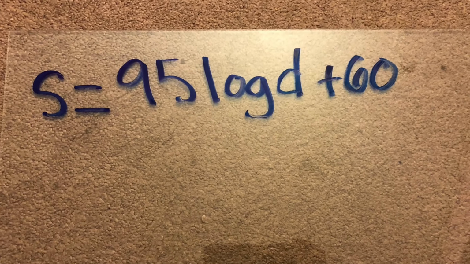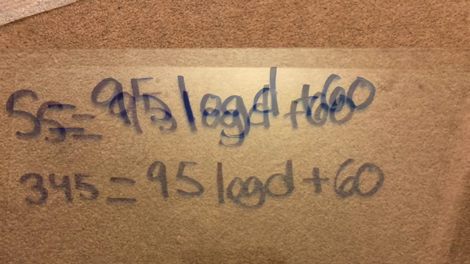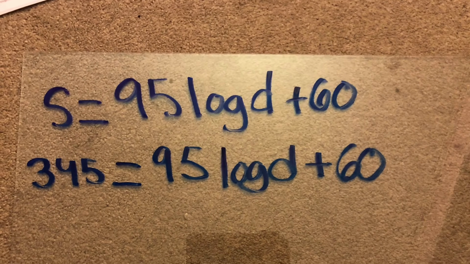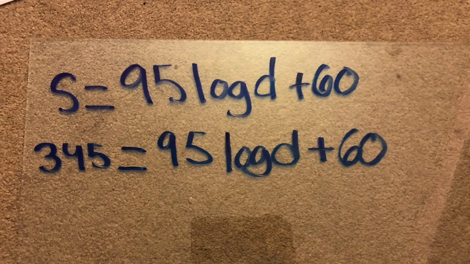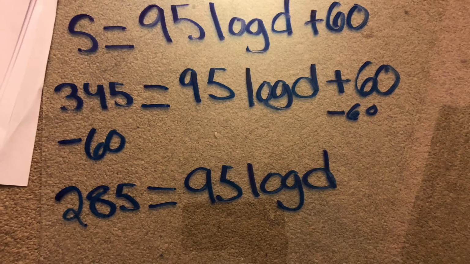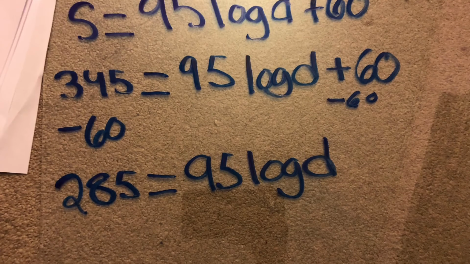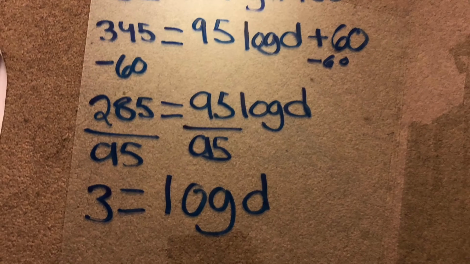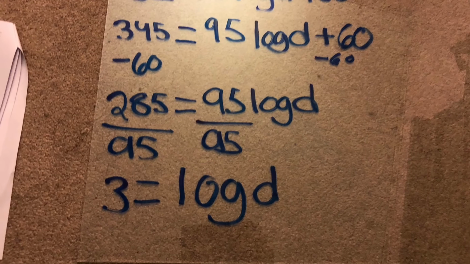So first off, you want to write down the equation, which is s equals 95 log d plus 60. Since wind speed is s, and the question gives us the wind speed, we're going to plug 345 miles per hour in for s. Once we have our equation written down, we're going to subtract 60 from each side, and that leaves you with 285 equals 95 log d. And to get log d by itself, we're going to divide 95 off of both sides, and that leaves us with 3 equals log d.